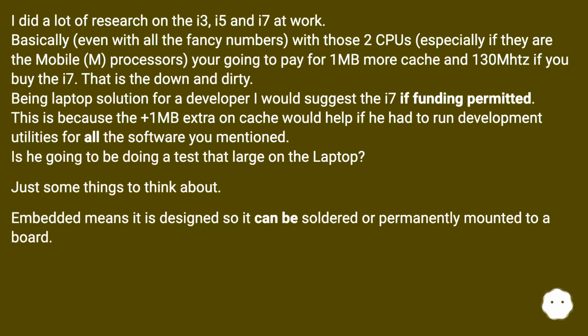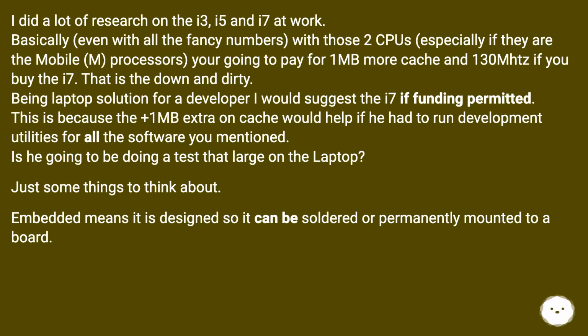I did a lot of research on the i3, i5 and i7 at work. Basically, even with all the fancy numbers, with those two CPUs, especially if they are the mobile WEM processors, you're going to pay for 1 MB more cache and 130 MHz if you buy the i7. That is the down and dirty.